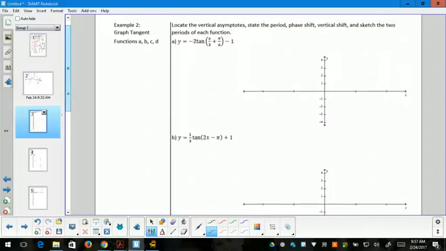All right, locate the vertical asymptotes, state the period, phase shift, vertical shift, sketch 2 periods of each function.